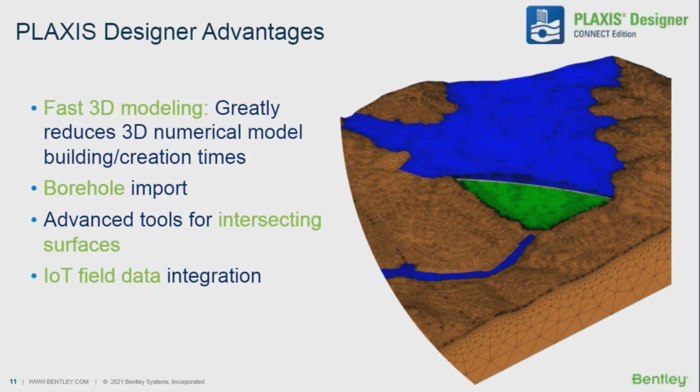So some of the biggest advantages, to boil it down, are fast 3D modeling. It greatly reduces the 3D model building times. You can pull in boreholes from multiple sources, build the substrata. It's got advanced tools for intersecting surfaces. So as you see in this earth dam, where it pinches out along the valley wall is very nonlinear, and the software allows for that pinch out to happen concisely and for a subsequent healthy mesh to be generated for groundwater modeling.